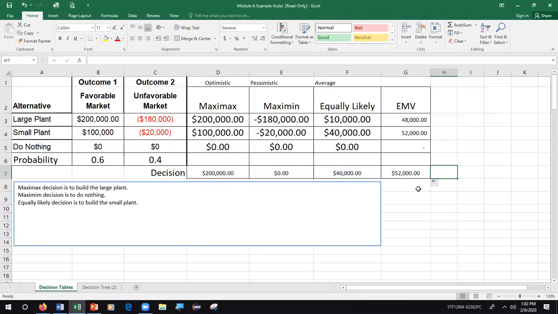Got to pull that over for the EMV. You can still pull that over from the one on the left of it. It's the same formula to get this, the max of all the options up there, because we always want the max, the best one of all the options. So that one is what? The EMV decision is to build the small plant, right?